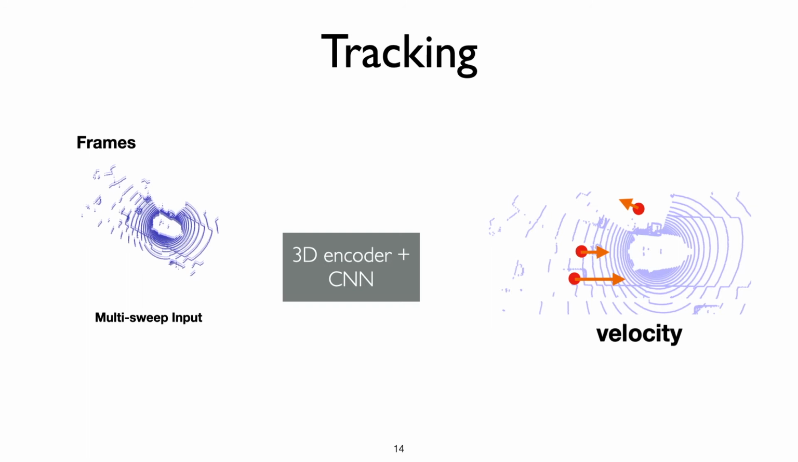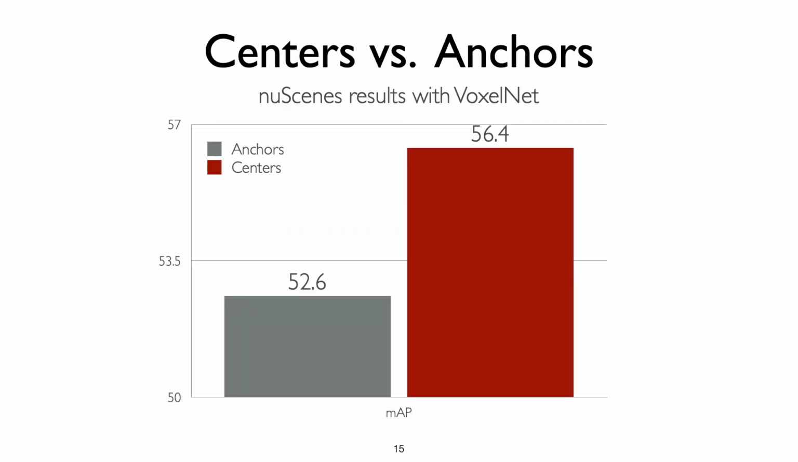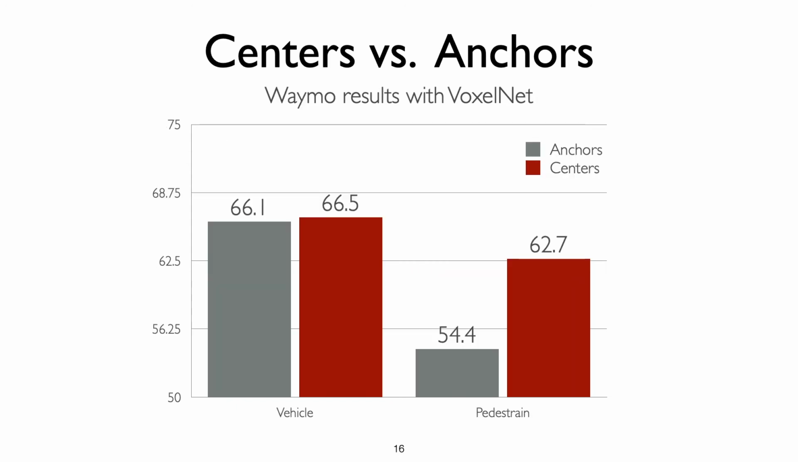Now we evaluate our approach on the nuScenes and Waymo dataset. On nuScenes, simply switching out anchors and replacing them with centers gives us a 4 mAP boost. On Waymo, the results are similar. For vehicles, we get a slight boost, and for pedestrians, we get a massive 8 mAP boost.